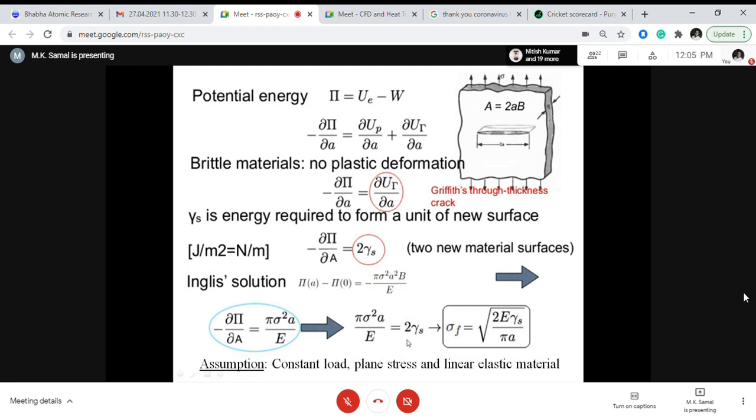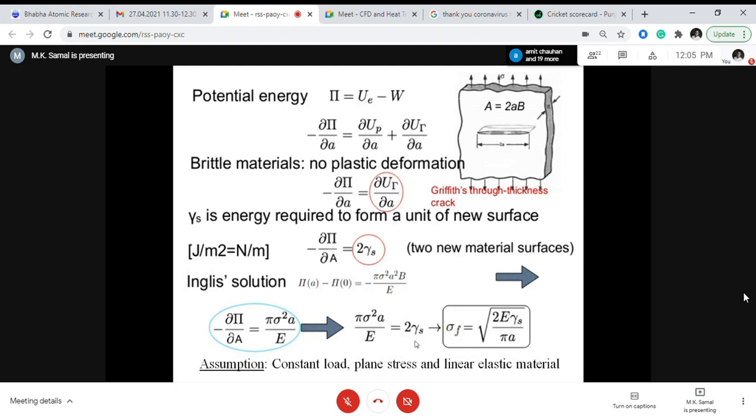So that's why in the beginning I was telling you, Griffith found that the product, suppose I take the square root of it, then pi and E are all constant. So stress into root over a becomes constant. Everything I take on the right hand side and take the square root. So sigma into root a becomes constant, which depends only on material property. Okay. This is also the fracture stress, sigma F.